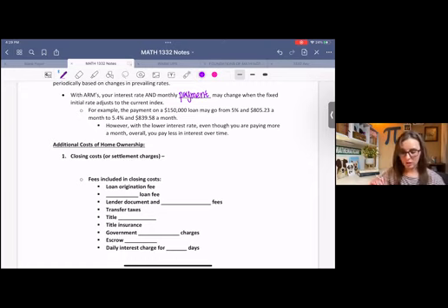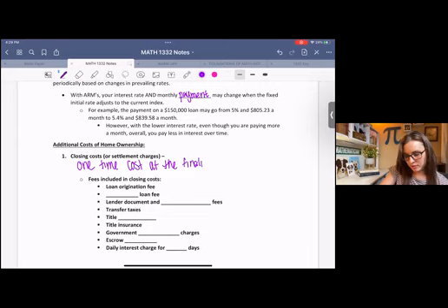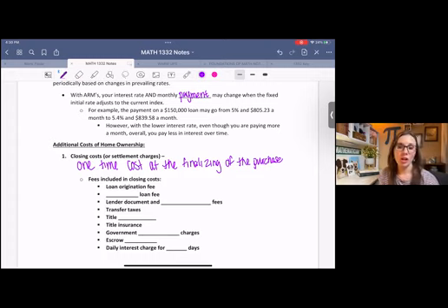Closing costs are a one-time cost at the finalizing of the purchase or the loan. And it's considerable. Usually, it's a lot. So make sure if you ever go buy a home, make sure you have enough for down payment and closing costs.